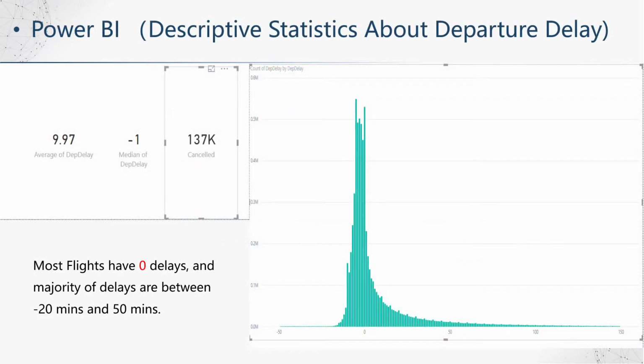So coming to the first outcome from Power BI, the average departure delay is about 10 minutes, but according to the median delay, which is -1, the majority of flights are pretty much on time. Nearly 62% of flights had no delay. 18% of flights had at least 15 minutes delay. In addition, there were about 137,000 flight cancellations.